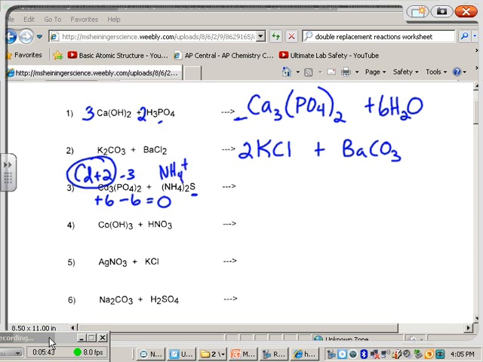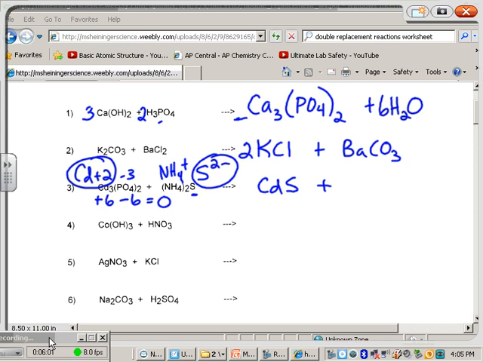NH4, that's our ammonium ion with a +1 charge. Sulfur has a -2 charge. So when I bring my +2 cadmium together with my -2 sulfur, it's going to be CdS. +2, -2, sum of the charges is 0.